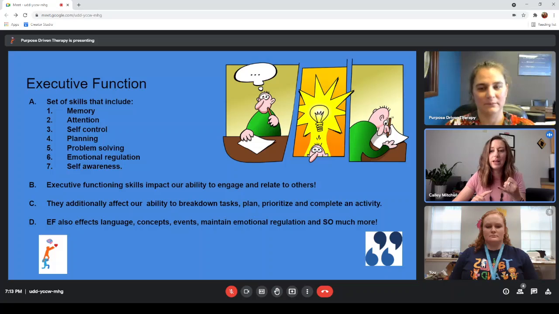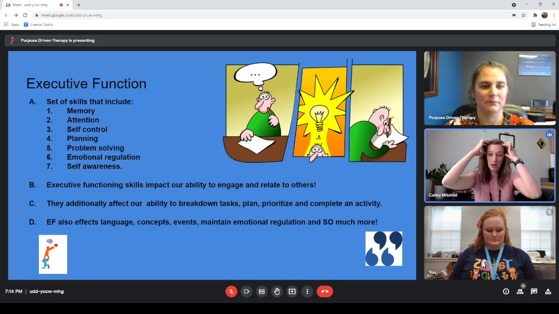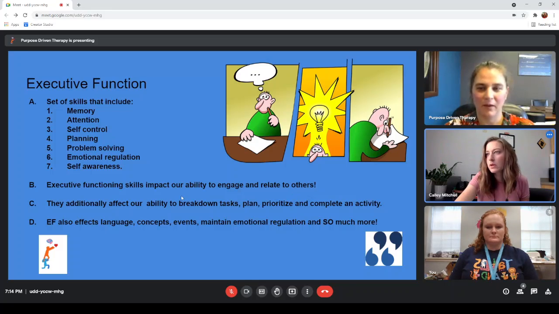Executive functioning skills impact our ability to engage and relate to others. Think about being able to pay attention to an interaction with another person, being able to control yourself from running into that person, or controlling your emotional regulation. It also affects our ability to break down tasks, plan, prioritize, and complete activities. You might see a child who's having difficulty finishing their homework, right? It also really affects language, understanding concepts, being able to understand the sequence of events, and maintaining emotional regulation, and so much more. Again, this happens right up in this part of our brain. There are so many neurons here and so much important stuff and so many connections to other pieces of our brains as well.